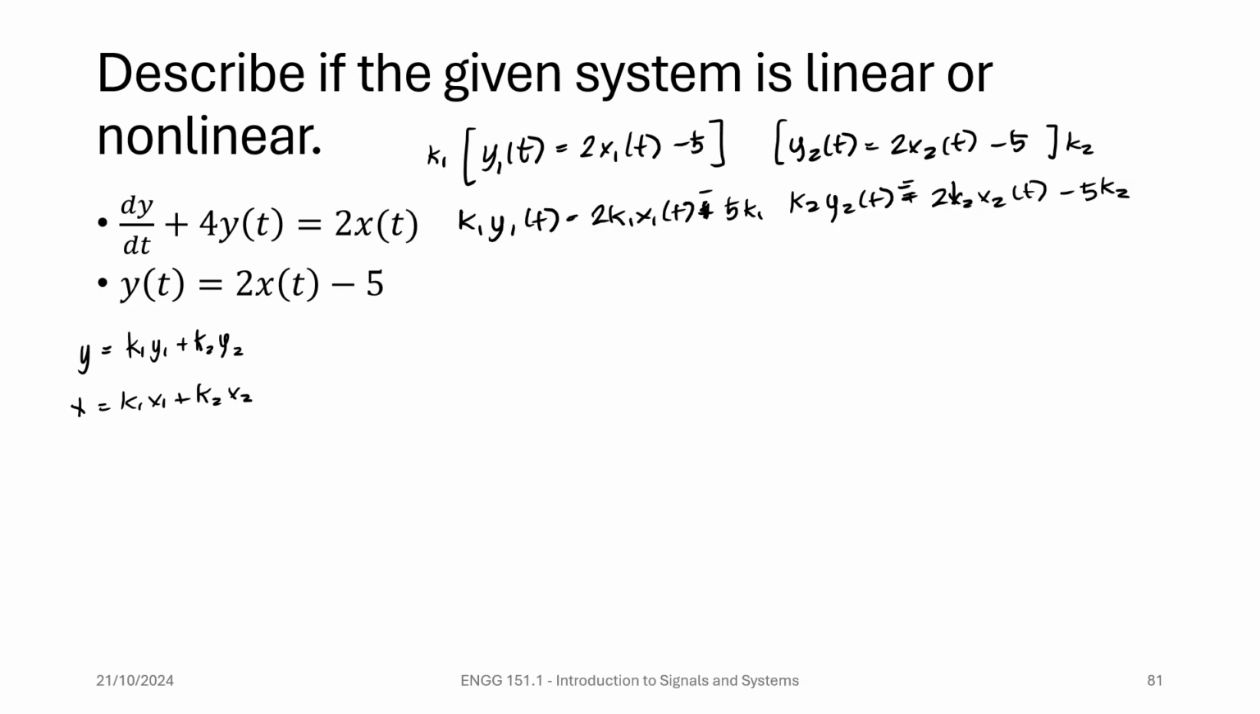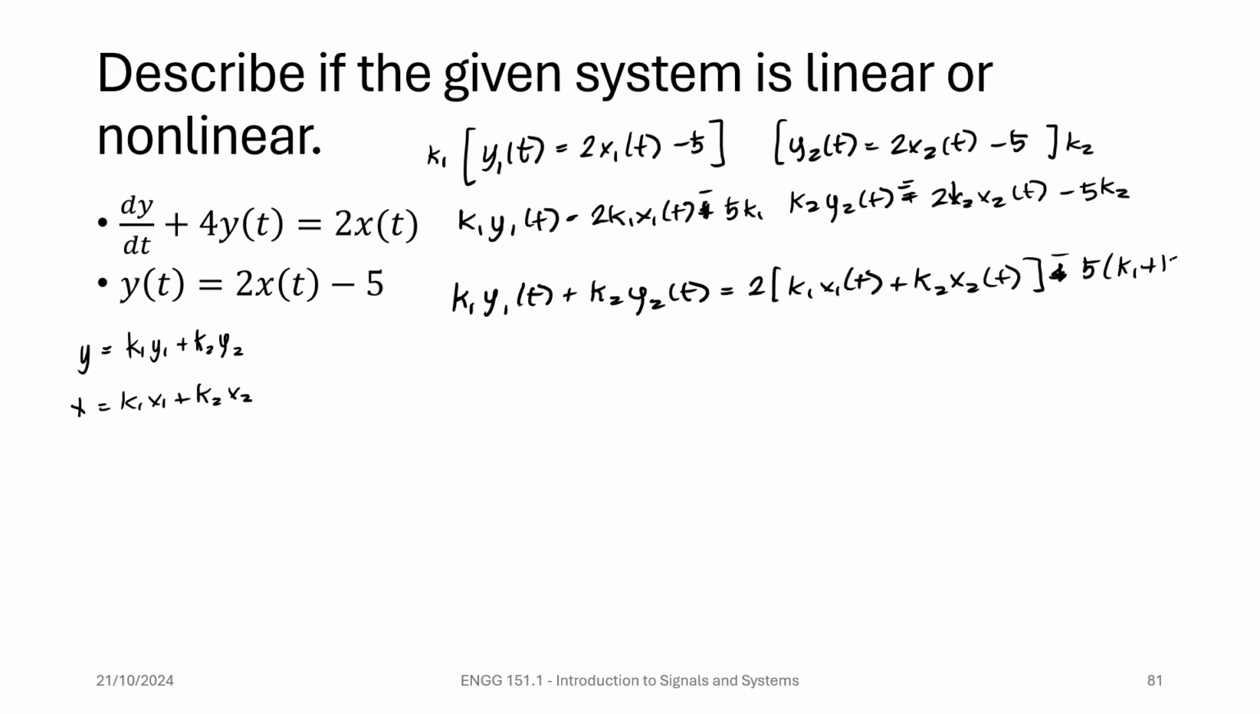So let's add both equations. So k1y1 plus k2y2. Next, equals, so 2k1x1 plus 2k2x2. So we have 2 times k1x1 plus k2x2. Okay, now, so we have your negative 5k1 plus negative 5k2. So that is minus 5k1 plus k2. Okay, now, let's use the original given again.